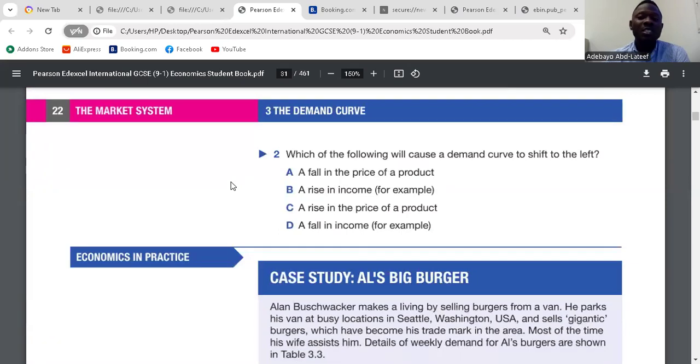Which of the following will cause a demand curve to shift to the left? A rise in income? A rise will shift the demand curve to the right. To the left means reduction. A fall in income, for example. Yes, a fall in income, which is D. Is it clear? Yes. So that ends chapter 3, demand curve.